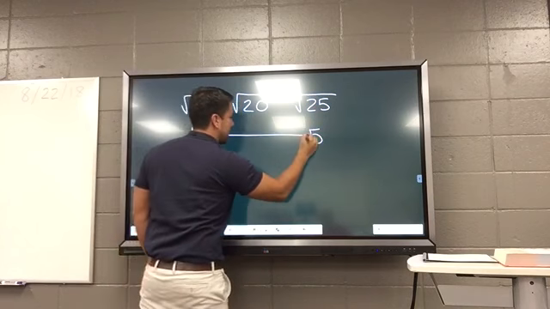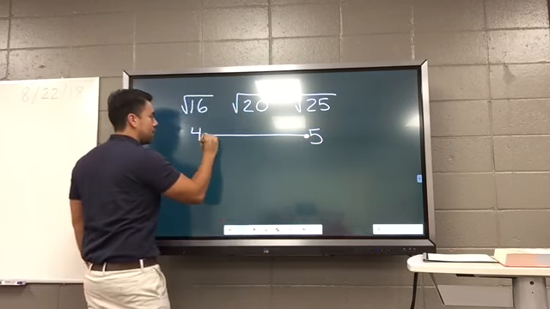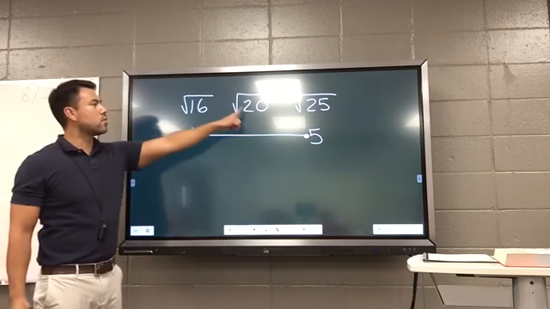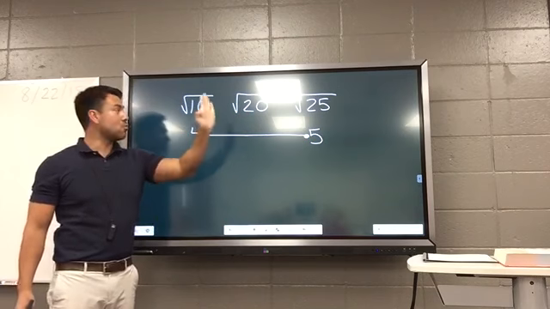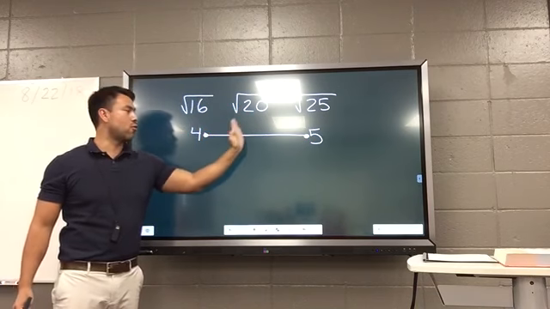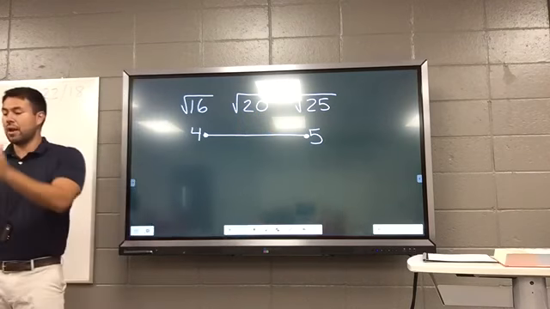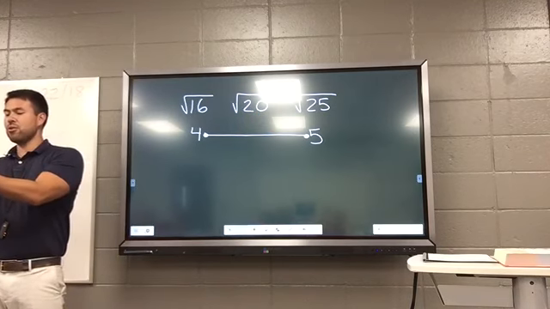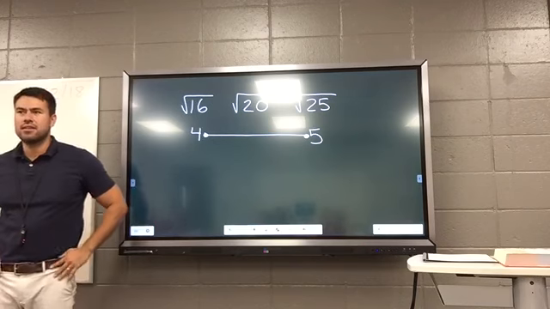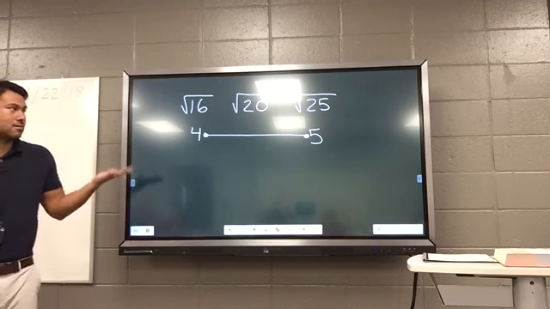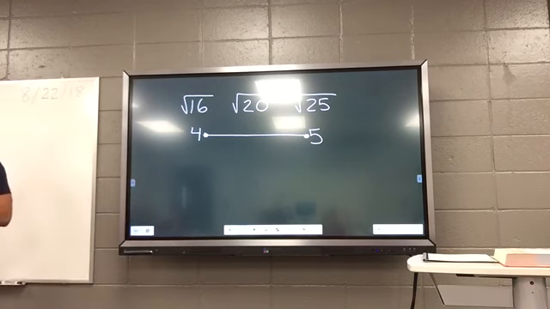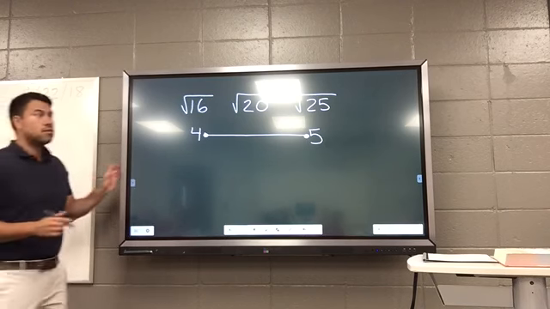So on a number line, if I have 5 there and 4 there, wouldn't the square root of 20 fall somewhere in between? But would it be right in the middle or closer to 4 or 5? What do you think? 4. Can someone explain why they think closer to 4? Annie? 16 is 4 away from 20, and 25 is 5 away from 20.